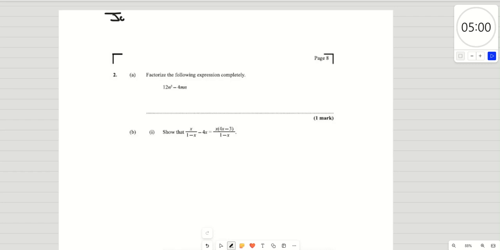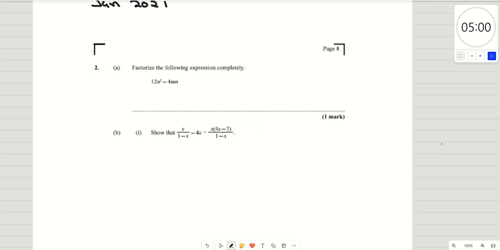Hi, good day. So today we'll be doing January 2021, number 2. Right, the first question says factorize the following expression completely. Let's just zoom in.